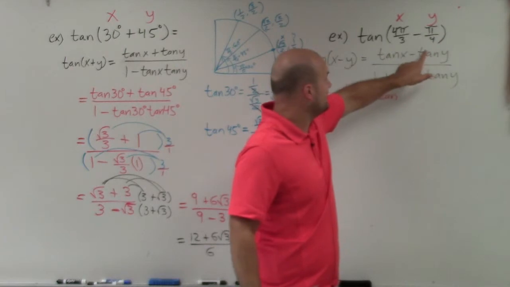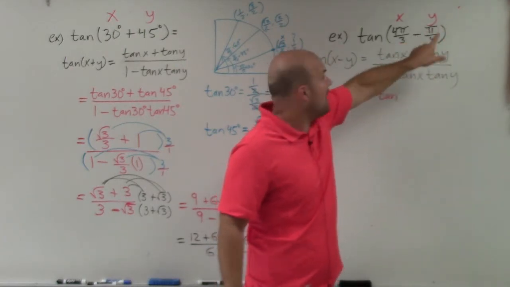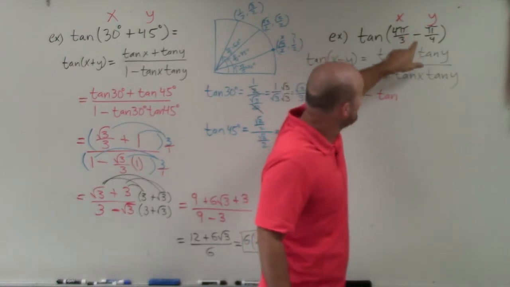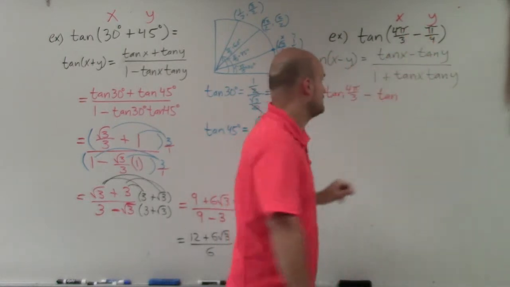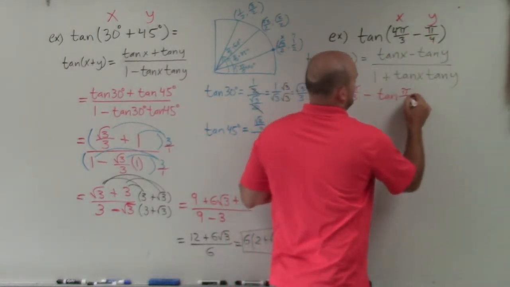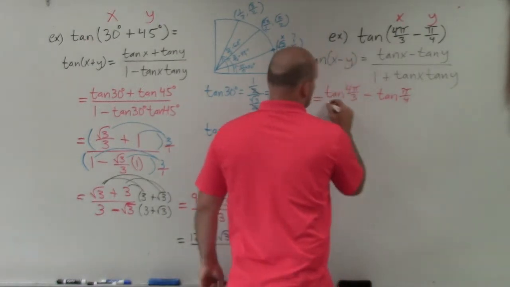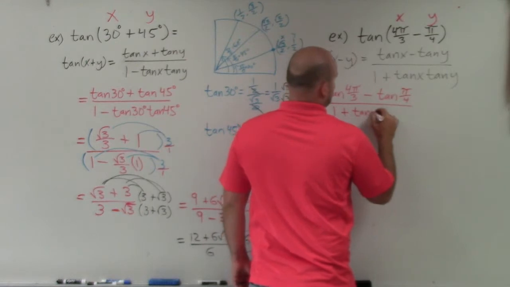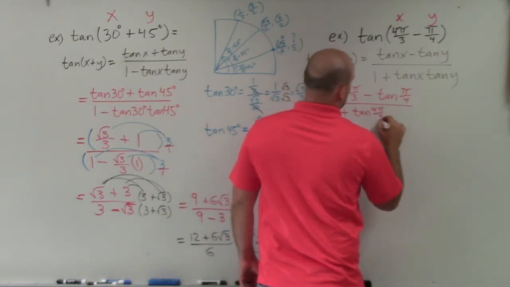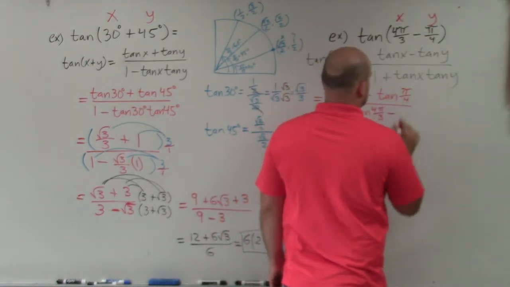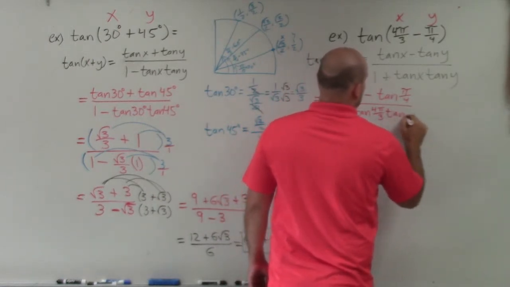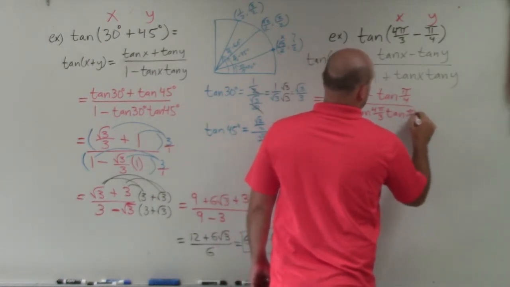Now remember, y is not negative pi over 4. y is pi over 4 because it's x minus y. So x minus y means y is pi over 4. So tangent of pi over 4, all divided by 1 plus tangent of 4 pi over 3, times tangent of pi over 4.